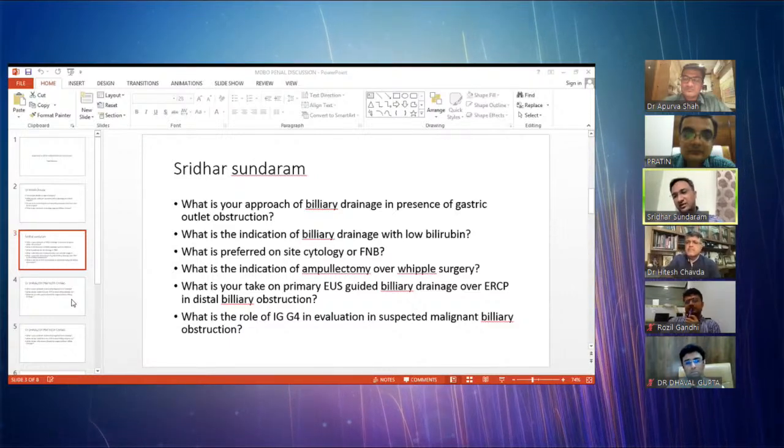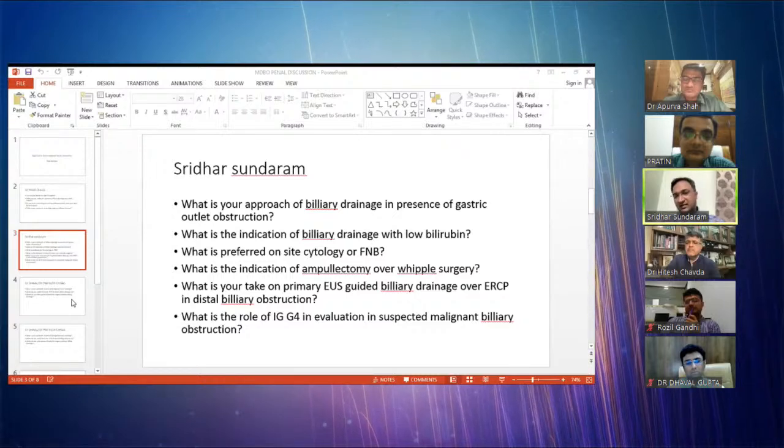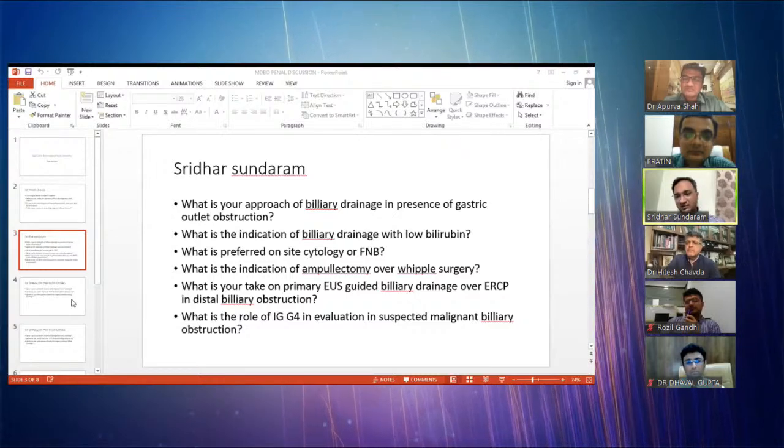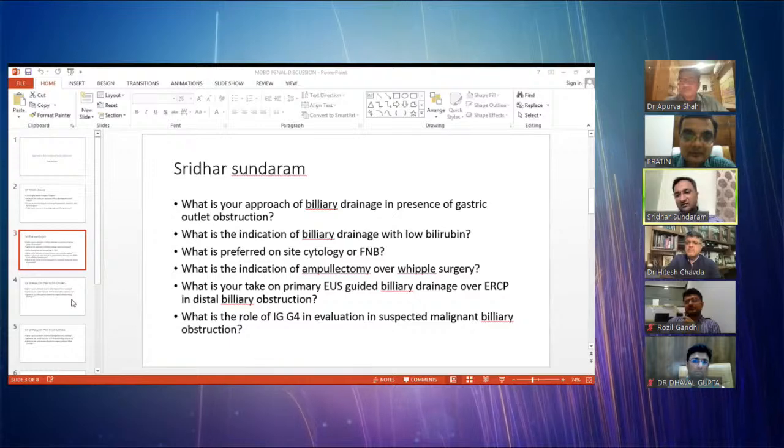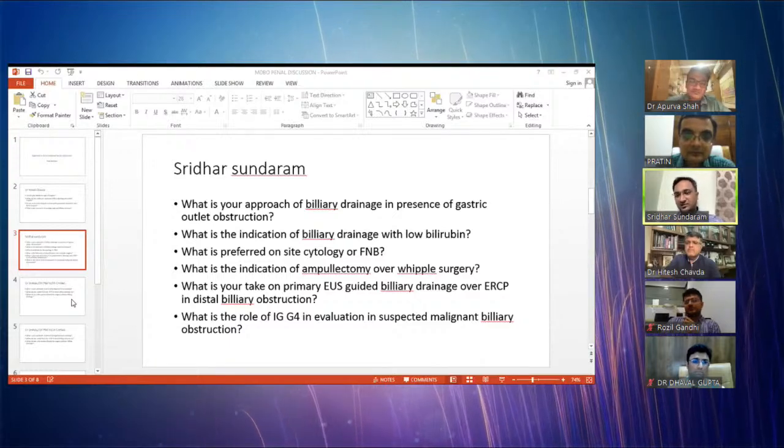So that has actually improved our yield. So maybe something that we can publish prospectively. But otherwise, not routinely recommended. IgG4 only for selected patients.